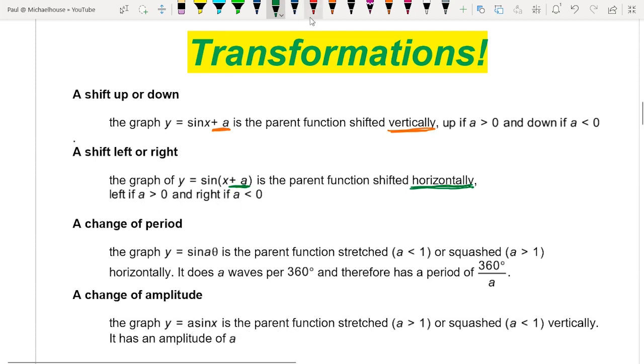The next one, I'm going to jump to the last one, the change of amplitude. If we multiply by a number at the front here, what happens is that the graph gets stretched if that number is bigger than 1, or squashed if it's less than 1.